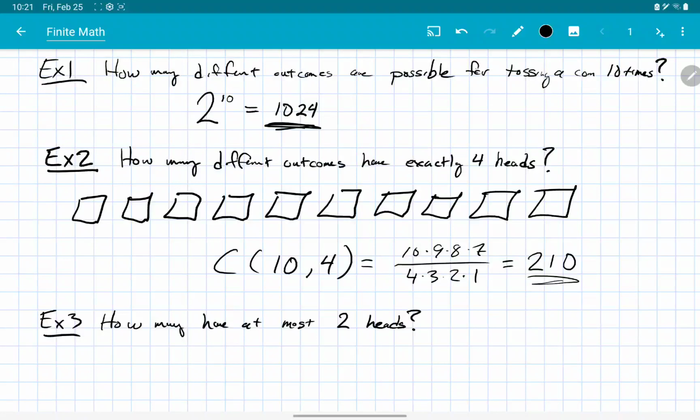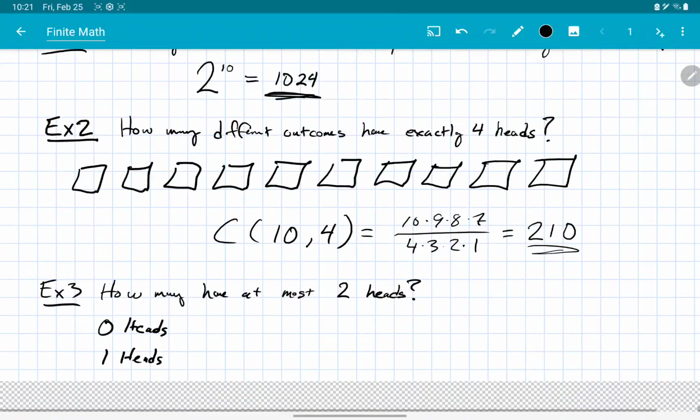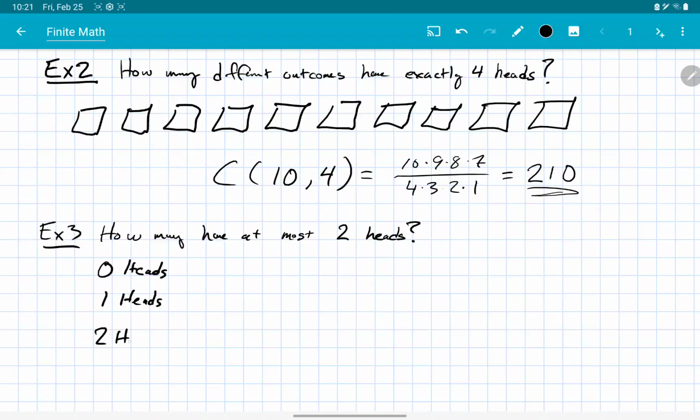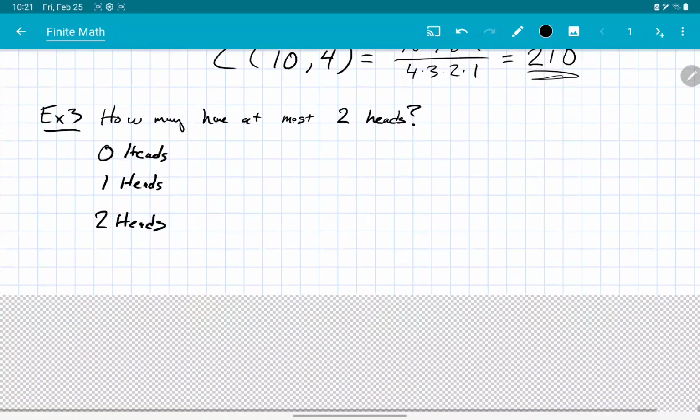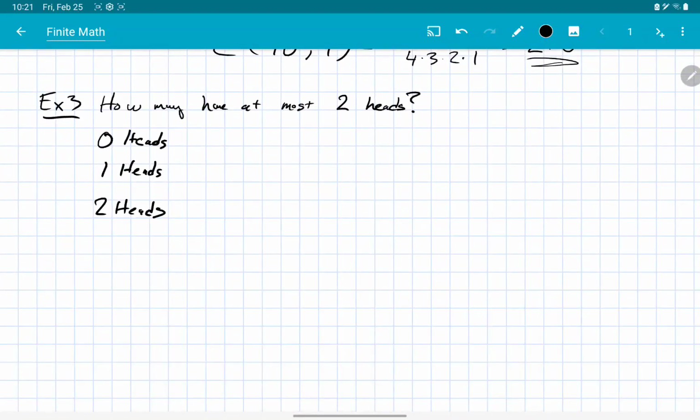So if we have at most 2 heads, that means 0 heads, 1 heads, or 2 heads. If we count the 0 heads possibilities, the 1 heads possibilities, and the 2 heads possibilities, and add those numbers up, then we'll get the total number of possibilities with at most 2 heads.